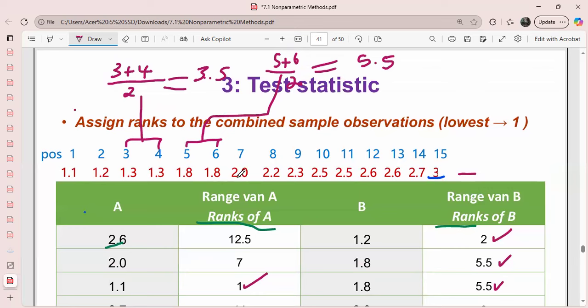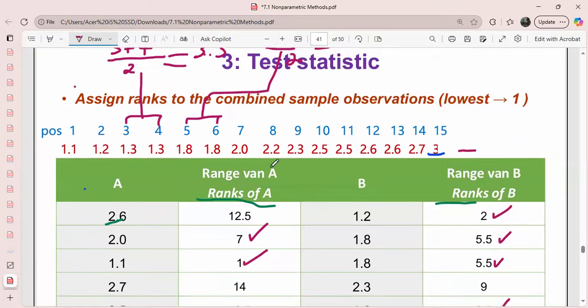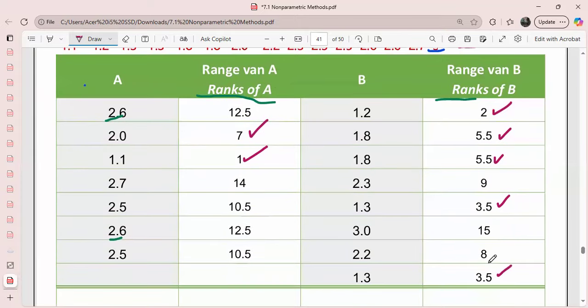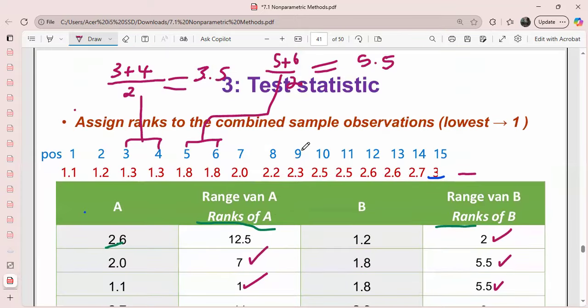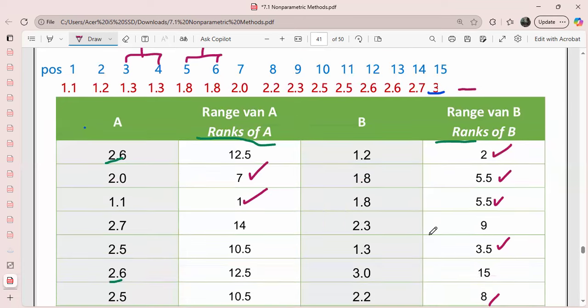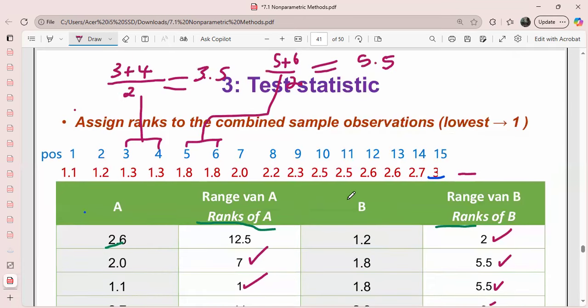But when you look at 2.0, it's not repeated, and it's on position 7. You just put a 7. Here it is, 7. What's the other one? Now 2.2, it's not repeating, it's on position 8. Where is it? Position 8. 2.3 is not repeating, it's on position 9. Here it is, position 9.